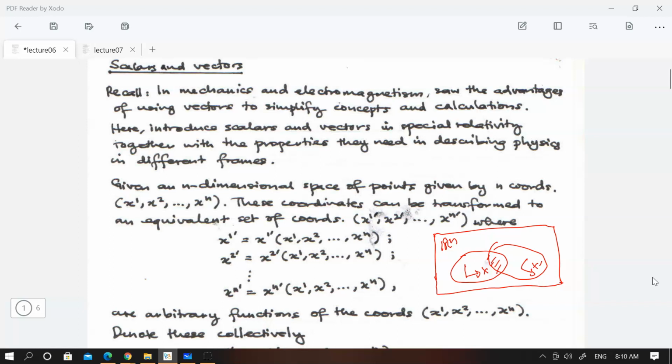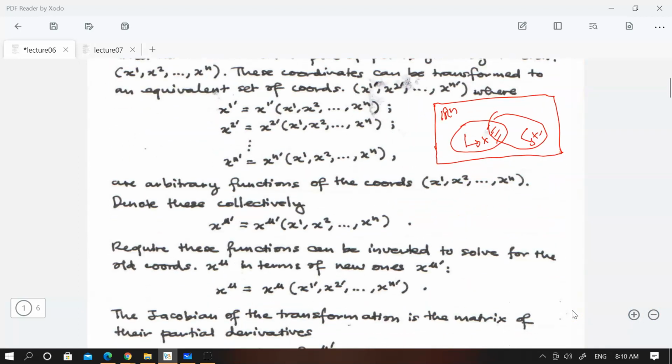So for instance, over here, one can begin with your axes x1 until xn, and then one can build another set of coordinates x1 dash until xn dash, and each one of them will be functions of the old coordinates. Similarly for the other x dash below that. So these will be arbitrary functions of the old coordinates.